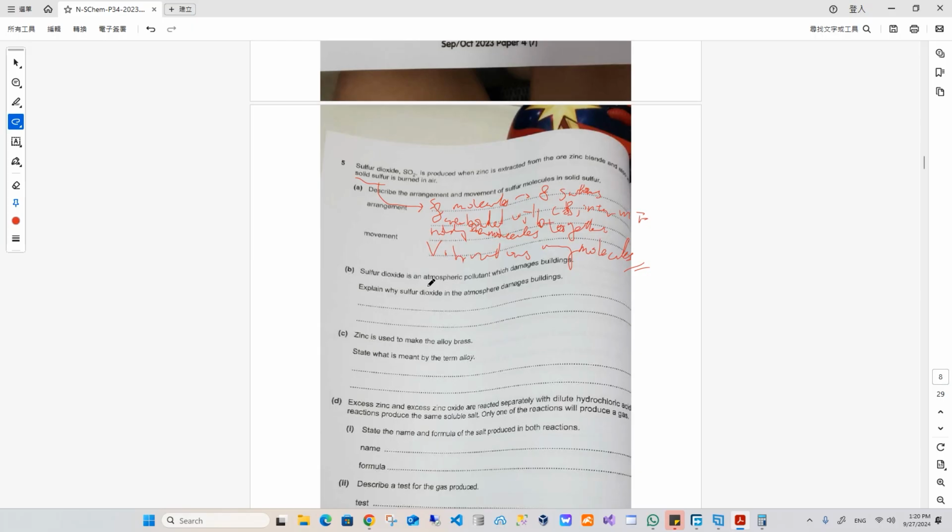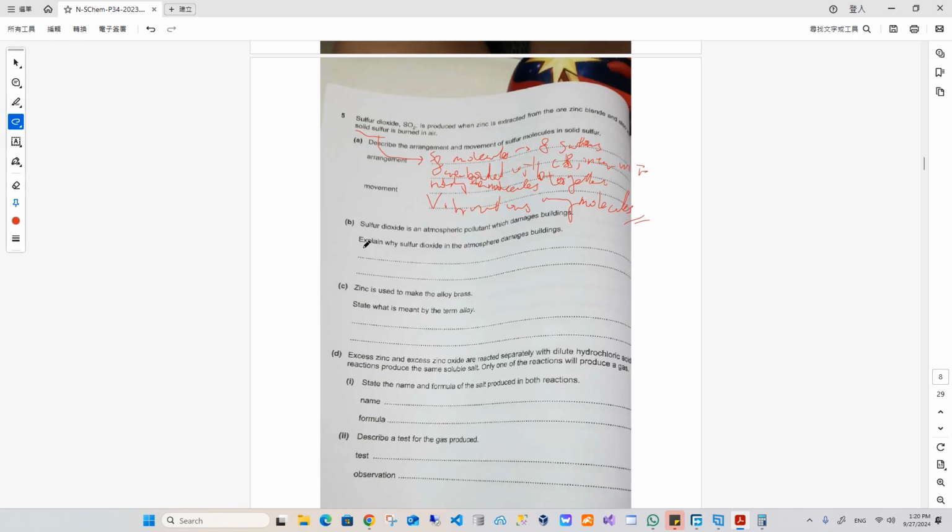Sulfur dioxide is an atmospheric pollutant that is dangerous to buildings. Explain why sulfur dioxide is dangerous to buildings. It is an acidic gas, so it can corrode metal, and it can also react with cement. Cement is mostly carbonate compounds, so it can corrode the cement of the building. So it is corrosive for metal, and this is the building.